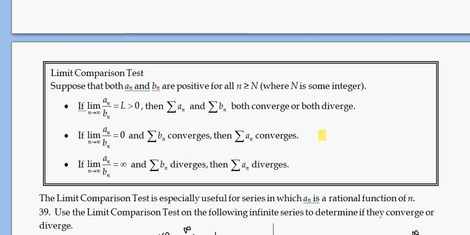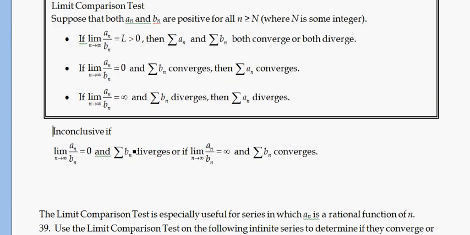But what would happen if we get a limit that goes to infinity, but we were comparing to a convergent series, right? If b sub n converged. So in that case, we don't know what happens. The limit comparison test is inconclusive in that scenario. And likewise, if the limit goes to 0 and we were comparing to a divergent series, that is also inconclusive. So make sure you make note of what I just said here.